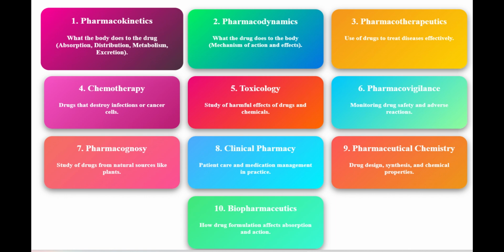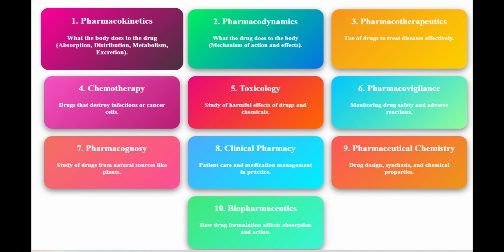Coming to the next one, the branch is Pharmacotherapeutics. It studies mainly the use of drugs to treat diseases effectively. Coming to chemotherapy, which means the drug that destroys an infection or cancer cells. Coming to the next branch, that is toxicology. It's a study of harmful effects of drugs and chemicals. Coming to pharmacovigilance, it's like monitoring drug safety and adverse reactions.